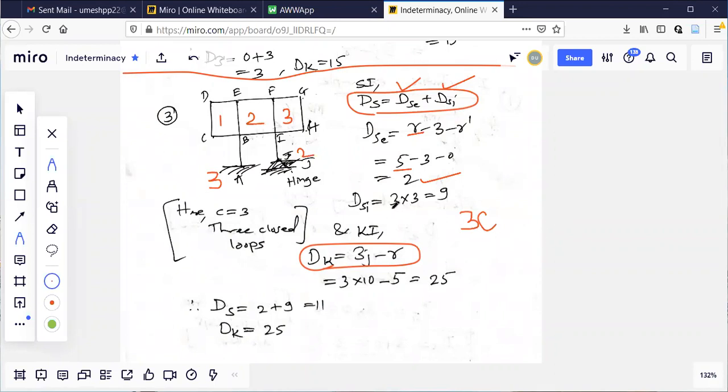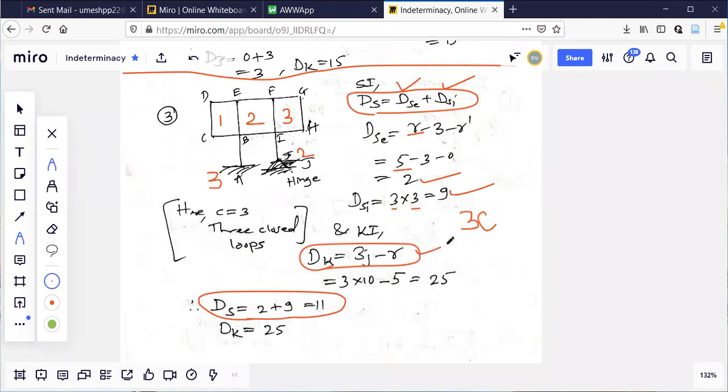That is why 3C, 3 into 3, is 9. So I just have to add 2 and 9, because I should get these two values. So 9 and 2 should be added, which has been done here. So DS is equal to 2 plus 9, DSE plus DSI. This is how we can calculate these internal and external indeterminacies. Both are static. Now kinematic, what is the formula?